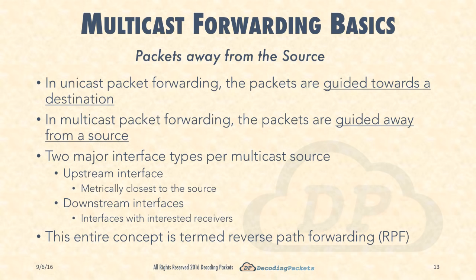Now, this entire concept has an overarching term that is used, and this is called reverse path forwarding. Because what are you doing? You're trying to forward the multicast packets on a path that is the reverse path from the source. So if the source was the destination, then you would take a certain path to go to it. And you are really trying to use the same path to take the packets away from the source. So reverse path forwarding is the overarching term that encompasses all of these little intricacies of multicast routing.